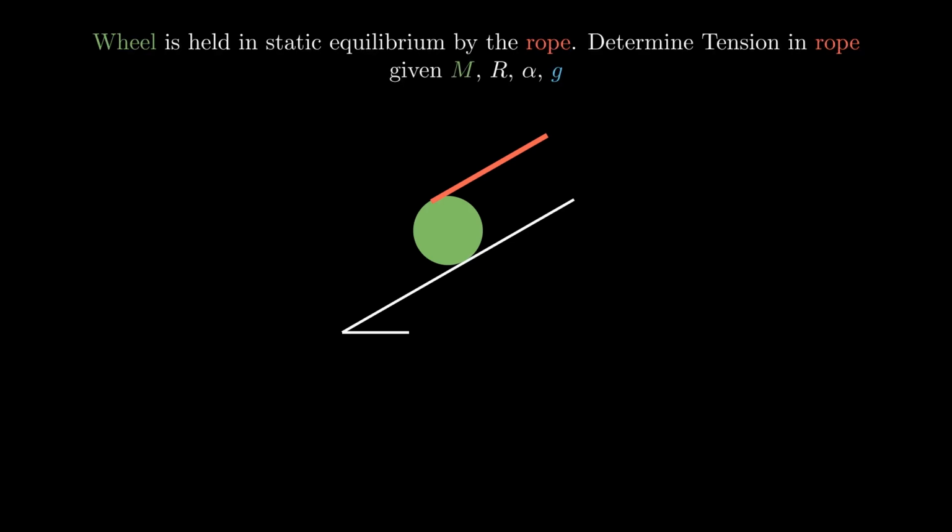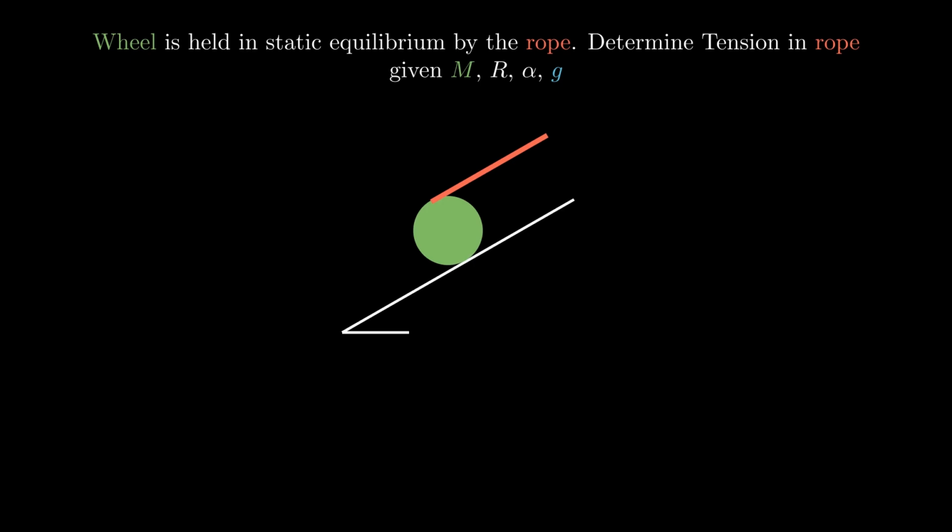Here we see a sloped surface on which a wheel is placed. A rope is then attached to the top of the wheel and a force is applied to keep the wheel in static equilibrium. Given the state of static equilibrium, we need to determine the tension in the rope.